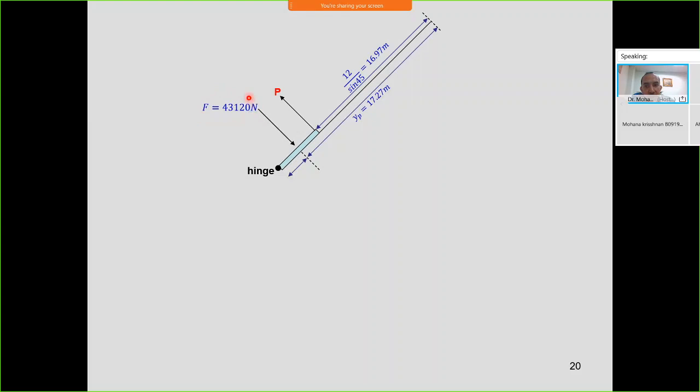Okay, you know the force acting is 43,120, and now you need to know what force P is needed to open the door. Okay, so you know the hinge here. To get the moment, equal to F times d, force times distance, you need to know this distance. So this distance is 0.6 minus 0.3, so you get this distance is 0.3 meter.